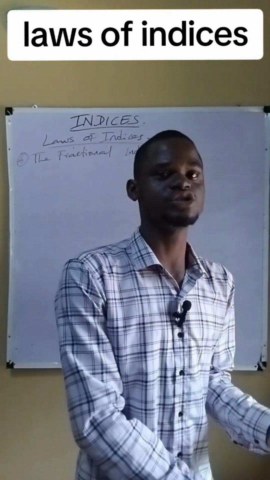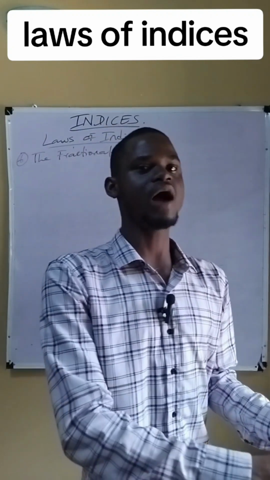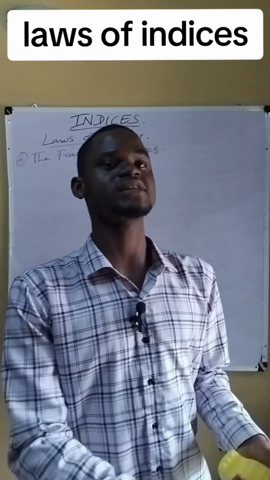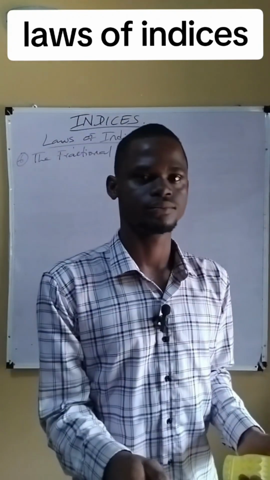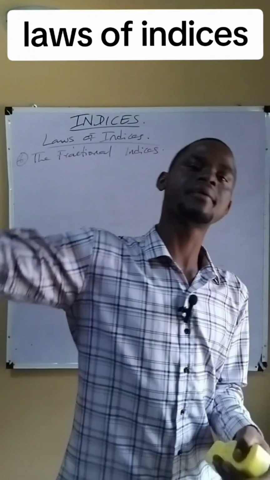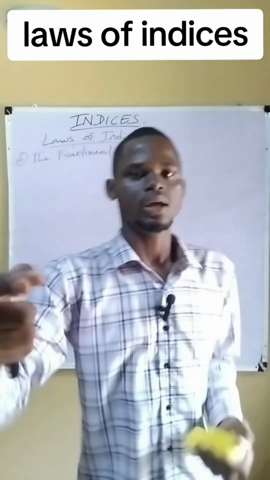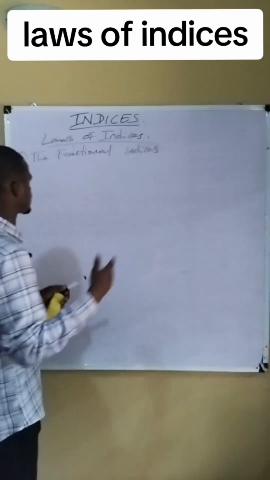If you have 3 as the denominator, it becomes cube root. If you have 4 as the denominator, it becomes fourth root. If you have 5 as the denominator, it becomes fifth root. While the numerator will become the power. Now, this is what I'm talking about.